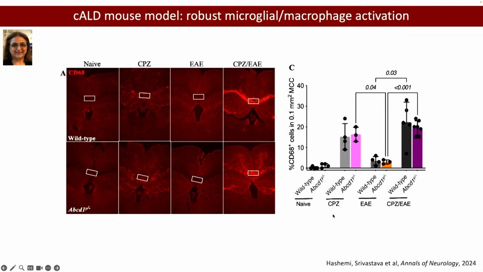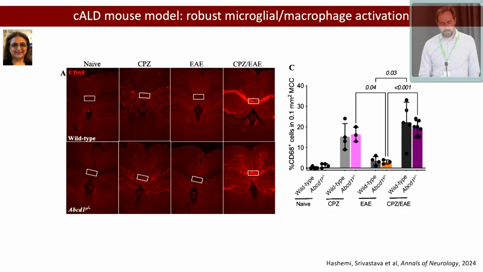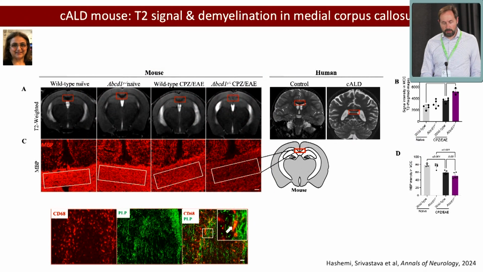When we looked at the brains, so top here is wild-type. There's still a lot of inflammation in the wild-type mice and in ALD mice. Some markers of inflammation were very similar. Others were clearly more robust in the ALD mouse. This is just a macrophage activation marker, and that was pretty similar between the wild type and ALD mouse when we induced it. But other markers were significantly more significant. We had more demyelination in the ALD mouse.